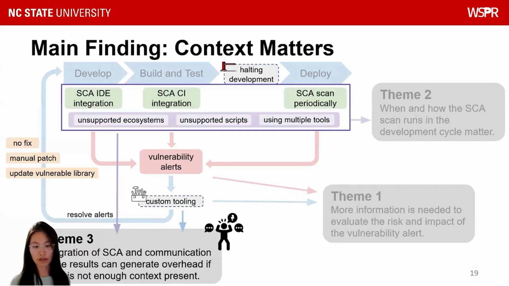The third thing we found after talking to developers kind of combines the challenges of the first two themes. The lack of context in the alerts and the lack of context when you're integrating the tool can generate overhead in your entire process. And this overhead can be amplified when you're trying to scale SCA to multiple projects and multiple teams.